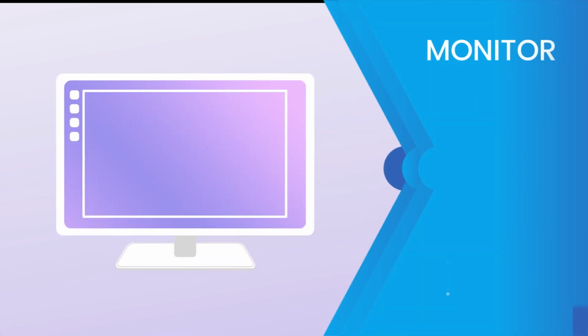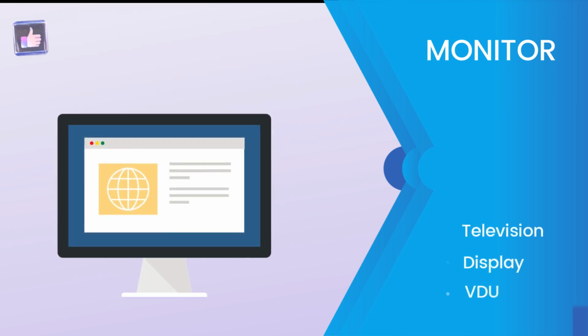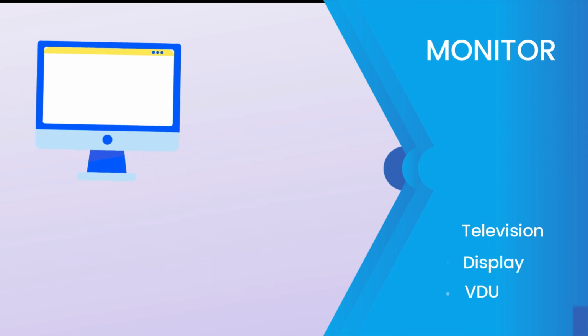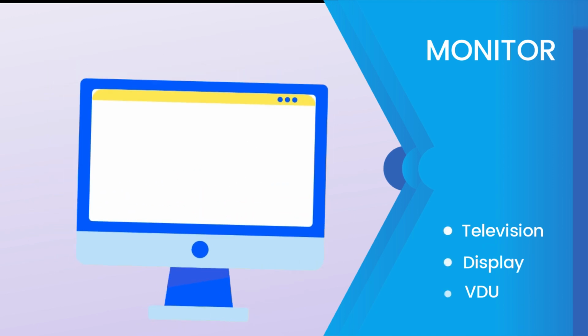Monitor. It looks like a television. Monitor is a screen to display our work while working with the computer. It is also called VDU, Visual Display Unit. There are three types of monitor: LED monitor, LCD monitor, and CRT monitor. Nowadays we are using LED monitor.